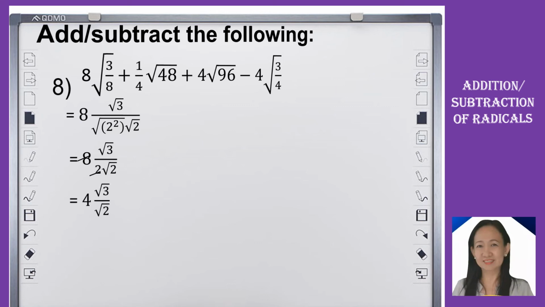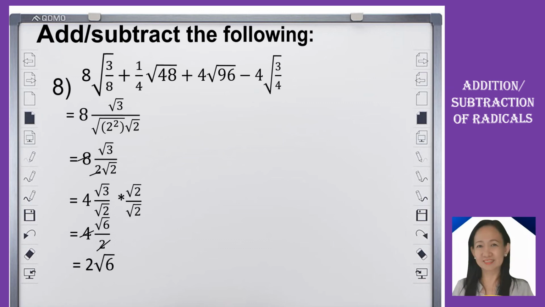So to eliminate this, let us multiply by the square root of 2 over the square root of 2, so that we have 4 times the square root of 3 times the square root of 2, which is 4 times the square root of 6, and the denominator, the square root of 2 times the square root of 2, is simply 2. So cancel 4 by 2, so the result is 2 square root of 6.